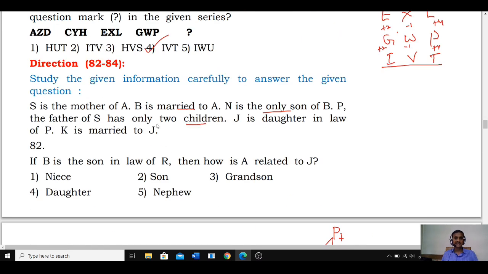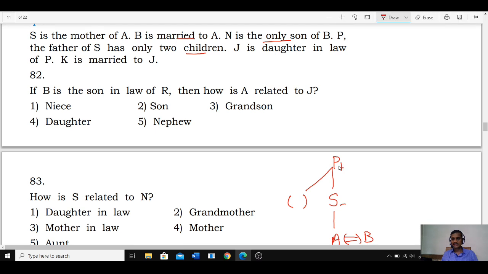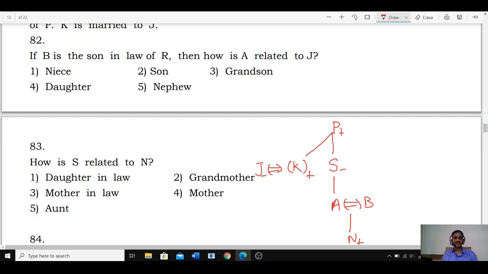And J is the daughter-in-law of P. Daughter-in-law means son's wife. One child is female, so the other person must be male, and J is the daughter-in-law of P. And K is married to J. Now K is the son of P. Clear? This is the final arrangement we have.